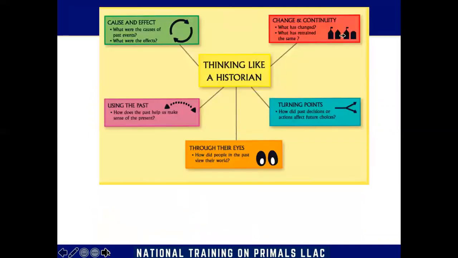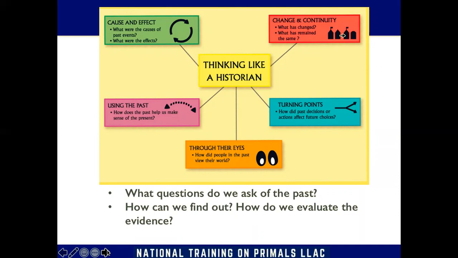What does it mean to read like a historian? Here are the focus questions students need to ask and answer when studying history. What questions do we ask of the past? How can we find out? How do we evaluate the evidence? What matters? Why does it matter?